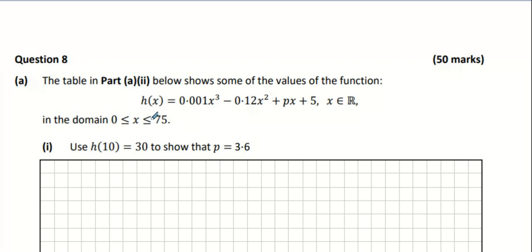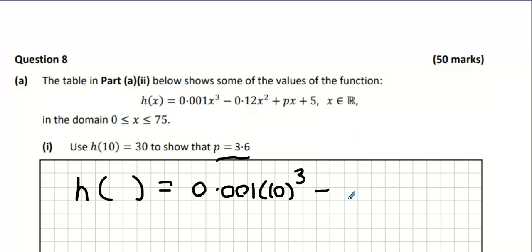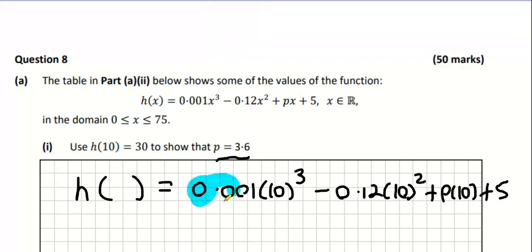First question, we have a function here and use h(10) equals 30 to show that p equals 3.6. So anywhere I see x, I'm going to replace it with 10. 0.001 x cubed minus 0.12 x squared plus p times 10 plus 5. Now, the part I'm going to put into my calculator is all this blue part here.